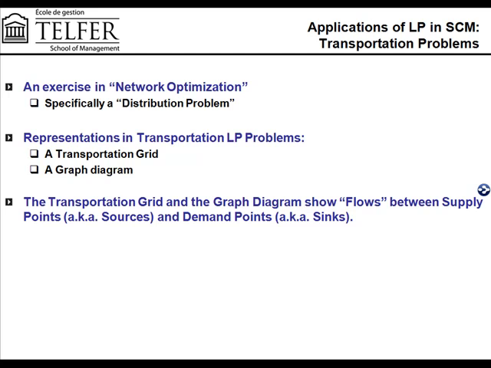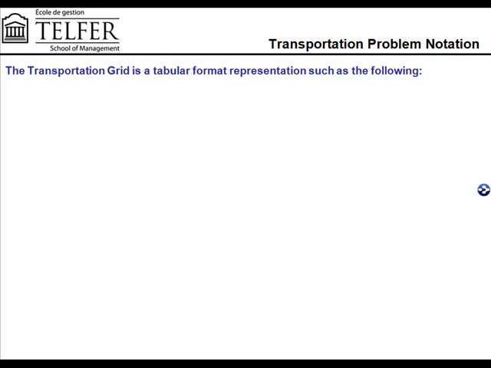First of all, we're going to talk about the notation we're going to use to depict these transportation problems. There are two most commonly used ways of depicting these problems: the transportation grid and a graph diagram. They depict the flows between supply points, which are also known as sources, and demand points, which are also known as sinks. So let's look at a transportation grid first. It's a tabular format representation of demand points and supply points.